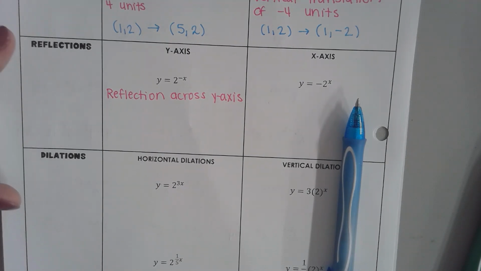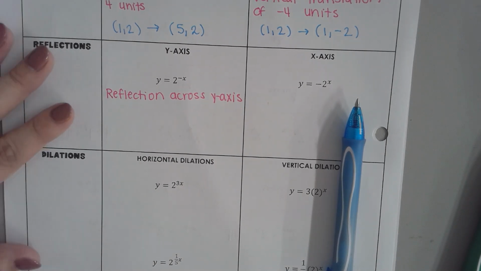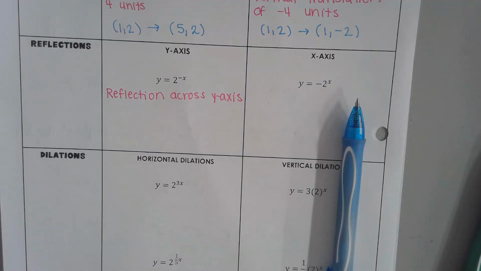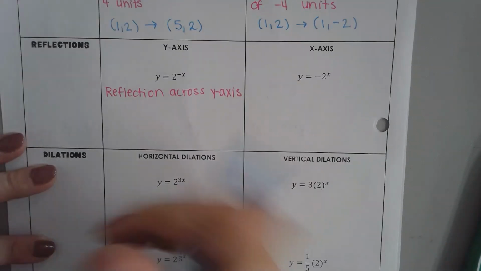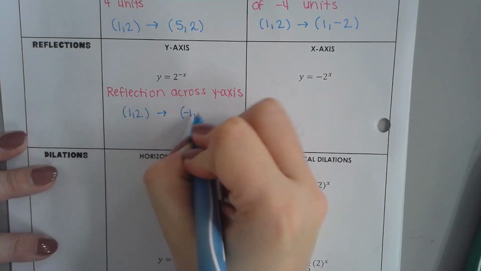If you think about if you jump across the y-axis, your x value changes. If you go 2, 3, and you reflect across the y-axis over here, this is negative 2, 3. So your x value is the one that changed. Your y value didn't go up or down any, it stayed the same height. So the point 1, 2 becomes negative 1, 2.